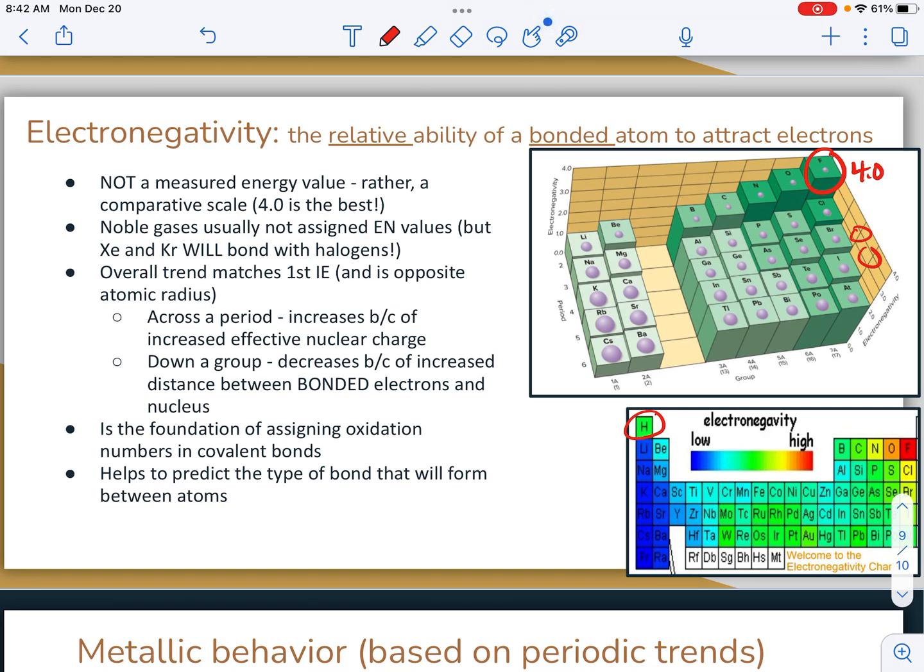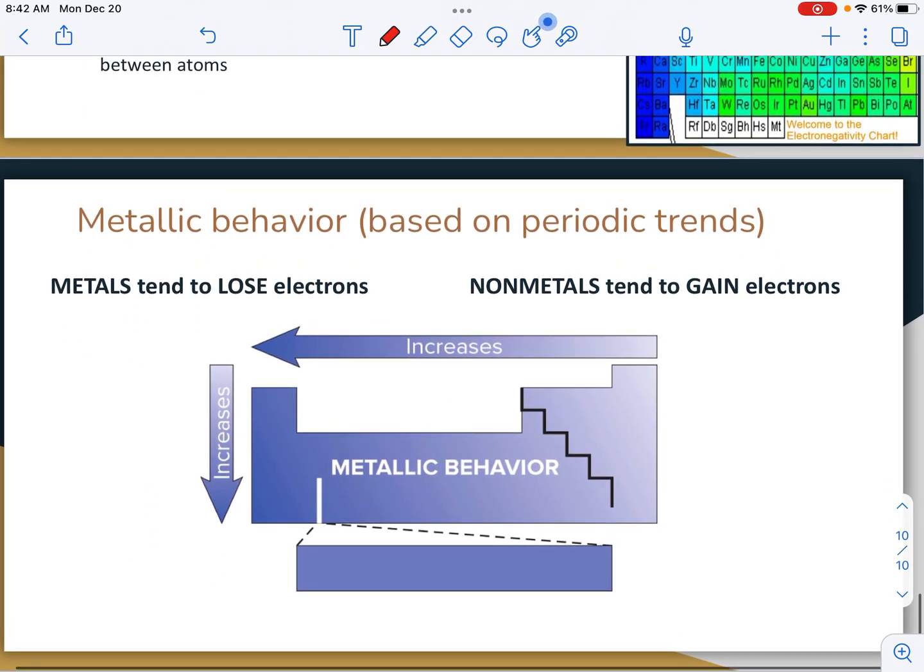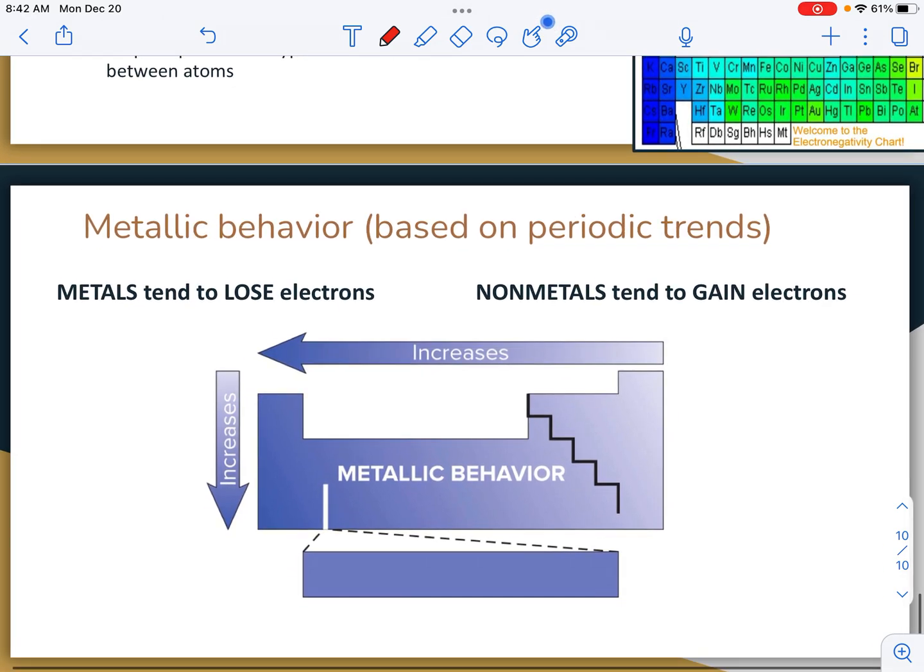Electronegativity is, of course, going to follow the same reasons. Across a period, electronegativity increases because of the increased effective pull of the nucleus. And down a group, it decreases because of the distance between the electrons that have been bonded, or where those electrons that bond would go, and the nucleus. So the physical distance in Coulomb's law, as well as the shielding. Let's see. When we do bond type, we'll talk about how you can predict which type of bond based on electronegativities.